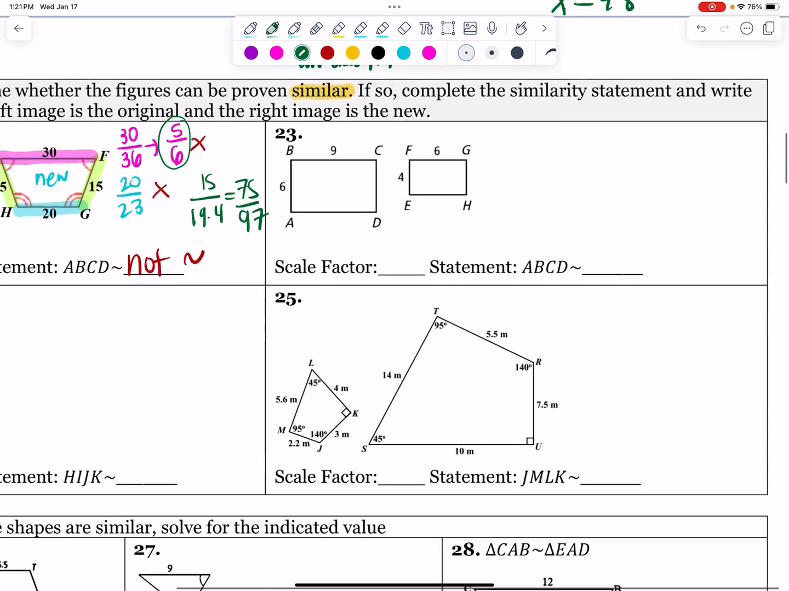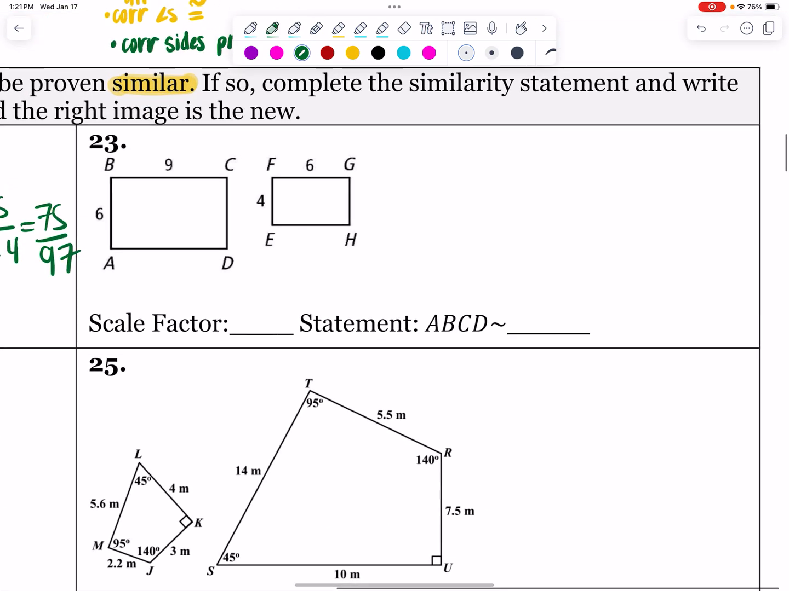Okay, number 23 is a little bit tricky because these appear to be rectangles, but we do not know that for sure. And why do I not know that for sure? Because I don't know these angles. I don't know any of these angles. And so it appears the shapes look about the same, but when we go to check the angles, I don't have any information on them, and these are not triangles, so I can't use any of my shortcuts. So immediately, I don't even have to check the 9 and the 6 and the 6 and the 4, even though those will reduce to the same thing.